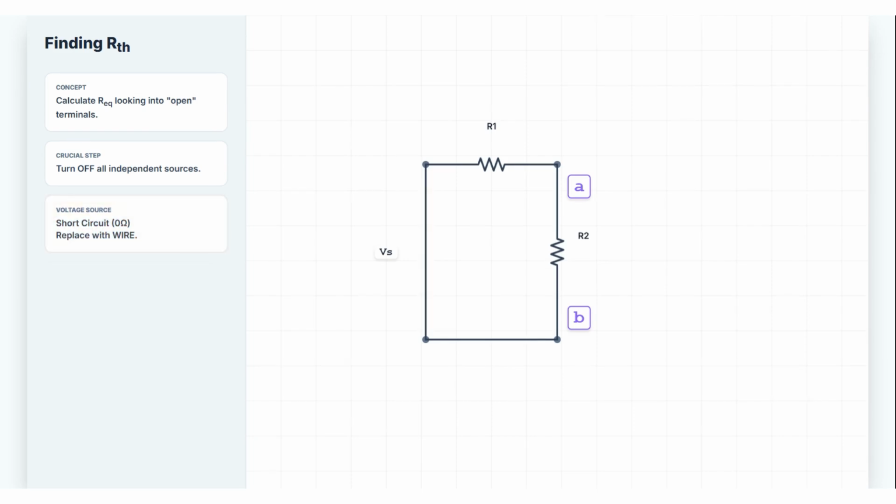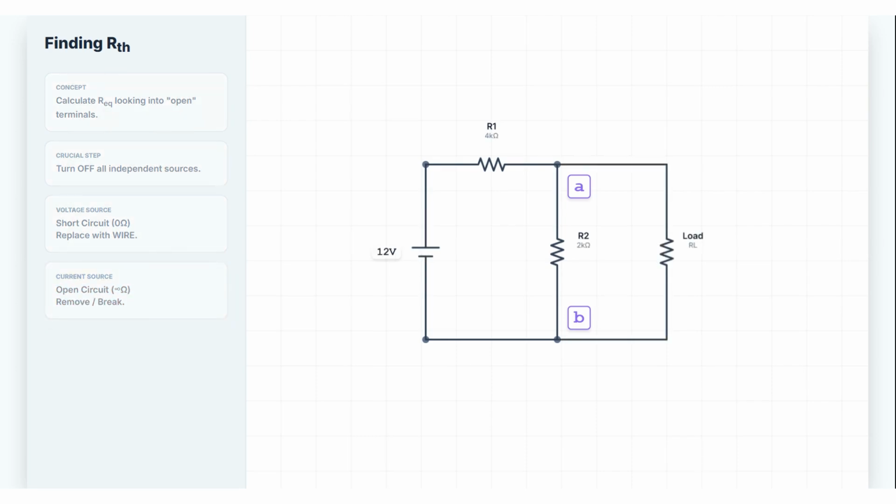Current sources become open circuits. Remove them completely. Why? Because a perfect current source has infinite resistance, so when it's off, it's like an open wire. Step 3. Calculate the equivalent resistance between terminals A and B. Use series and parallel resistor rules. Step 4. RThevenin equals R equivalent. Done. Let's use the same circuit from before. 12-volt source, R1 equals 4 kiloohms, R2 equals 2 kiloohms.